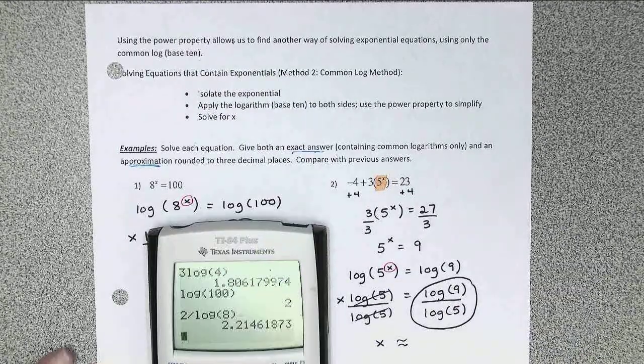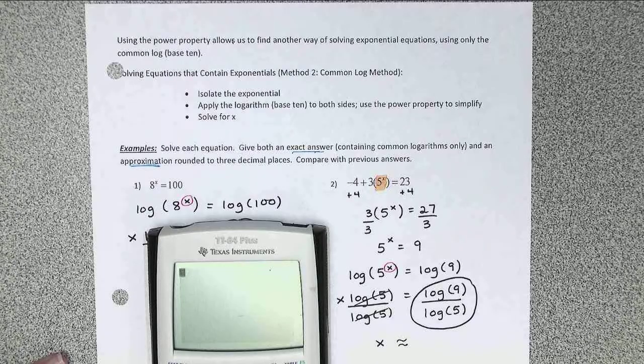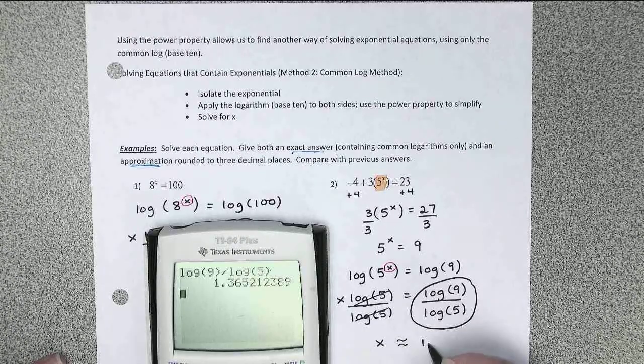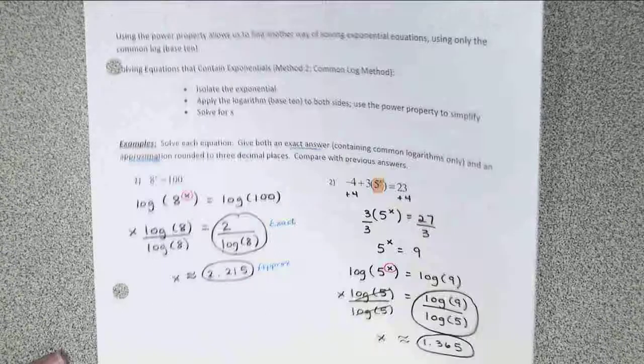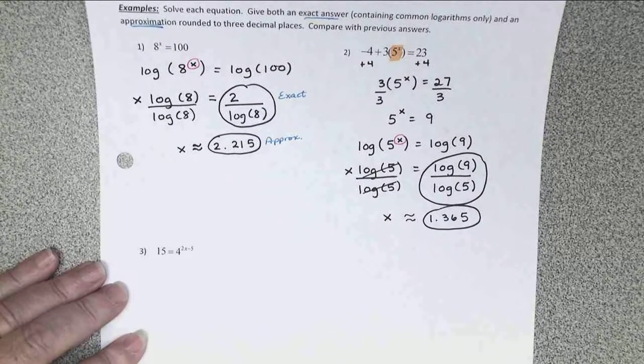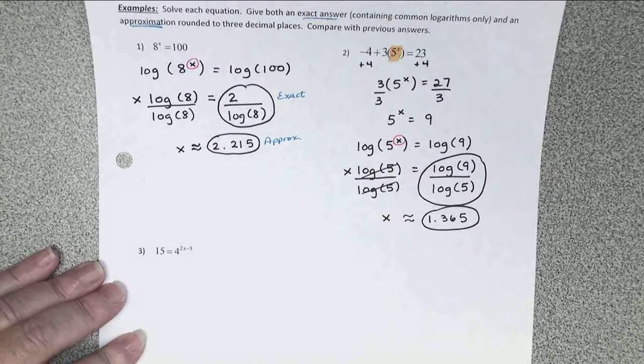And I can get a decimal approximation for that. Log of 9. By the way, be sure you close your parentheses on the logarithm before you hit the divide sign. That's a common error that causes people to get incorrect answers, is not closing those parentheses. About 1.365. Again, I would encourage you to check back with what we got in 3.8 to verify that we're getting the same answer here. You'll be able to check the decimal approximations.